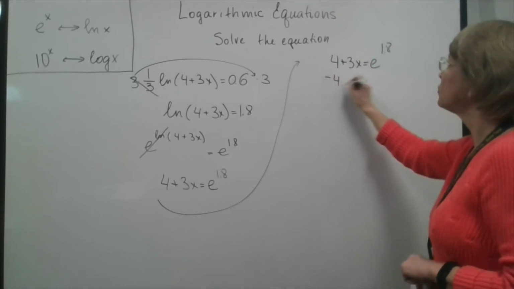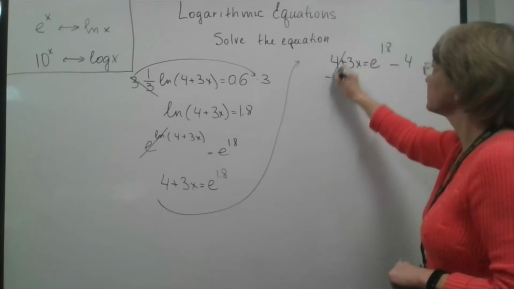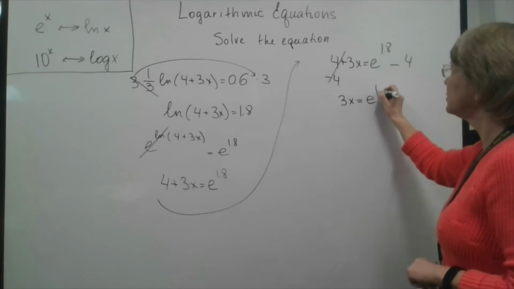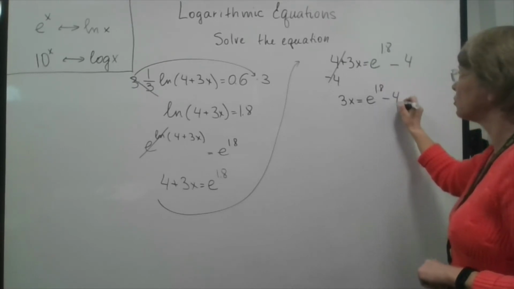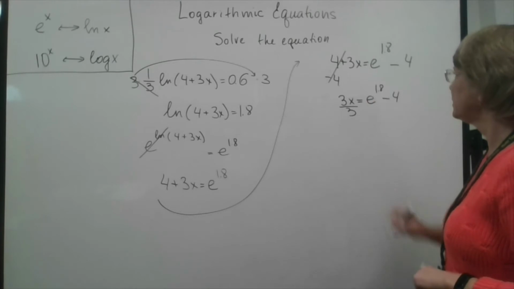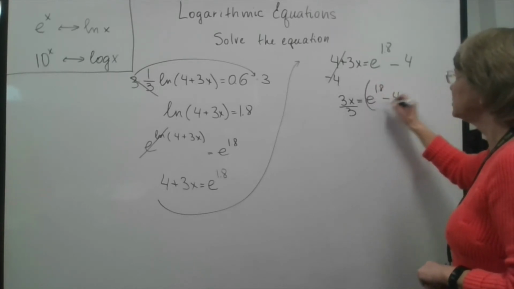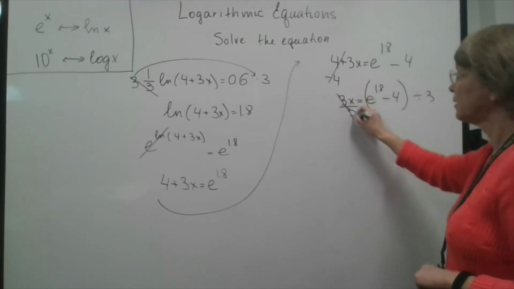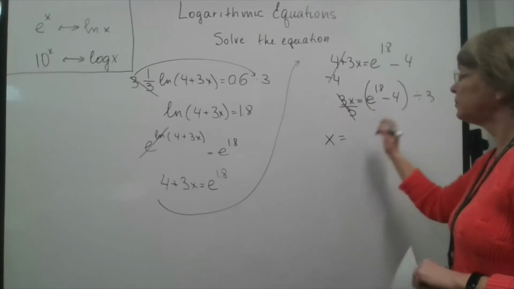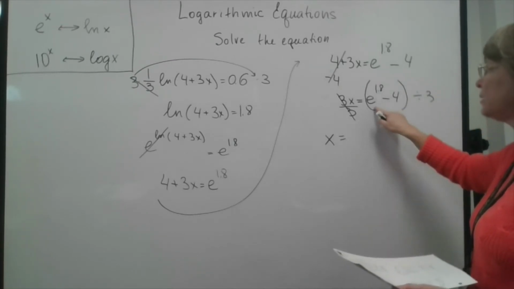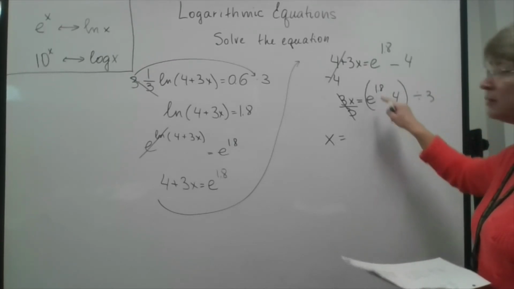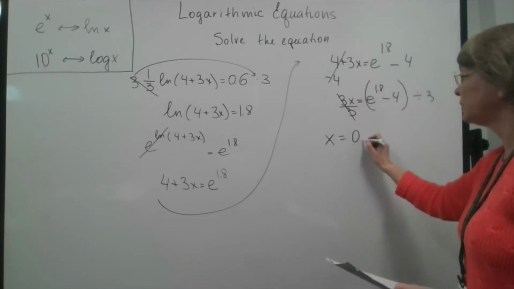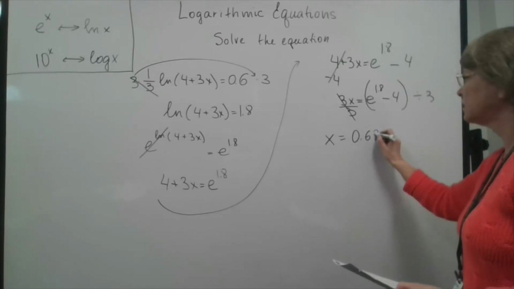We will subtract 4 from both sides. Now we have 3x equal to e to the power 1.8 minus 4. We will divide by 3. Again, we will put this inside of parentheses and we will divide by 3. Type your problem on a calculator. You can type e to the power 1.8. Don't forget to type parentheses. And the answer will be 0.683.